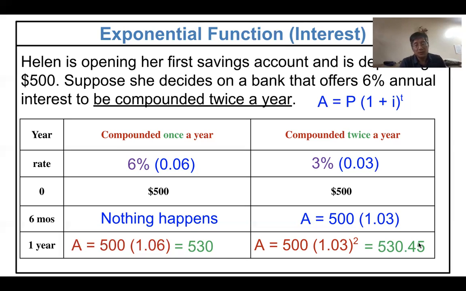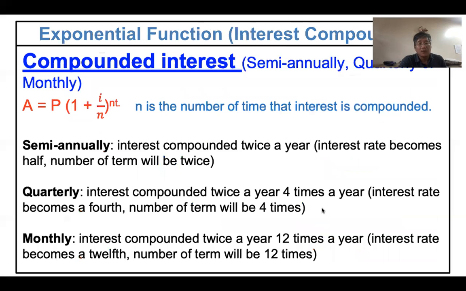So which plan do you think is better? Compounded twice a year, right? So the more you compound, the more amount you get. It's not a big difference, but slightly more, right? So that's it. I want you to remember, there are many different ways of compounding.